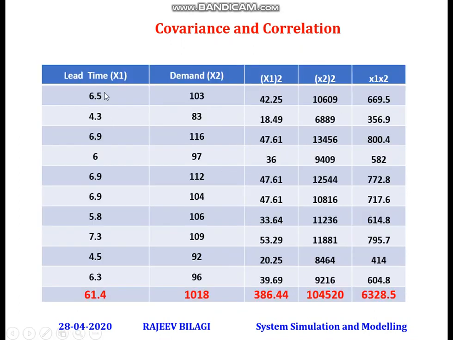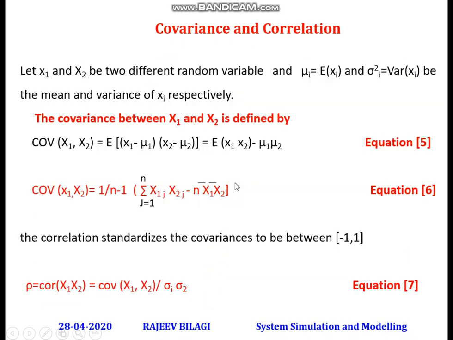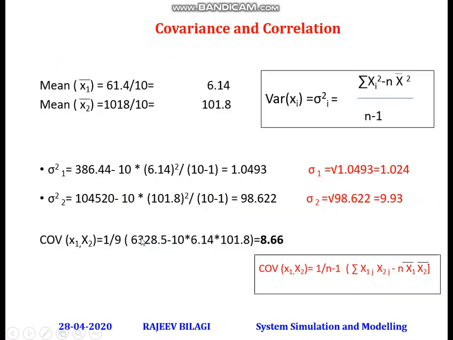First you have to find x bar. To find x bar, you just find the summation. You will get 61.4. Similarly, for the second variable you find the sum as 101.8. Now, to find the variance, I need x1 square, x2 square, and, if you look at the formulas, x1 into x2. So this is x1 into x2. With this I will find the values. Mean x1 bar equals 61.4 divided by 10, so I got mean x2 bar as well.